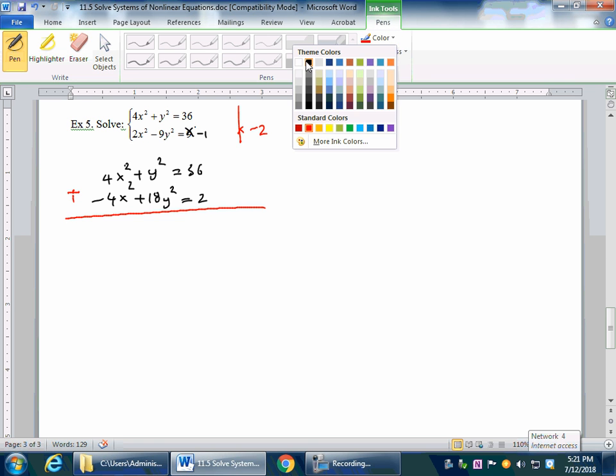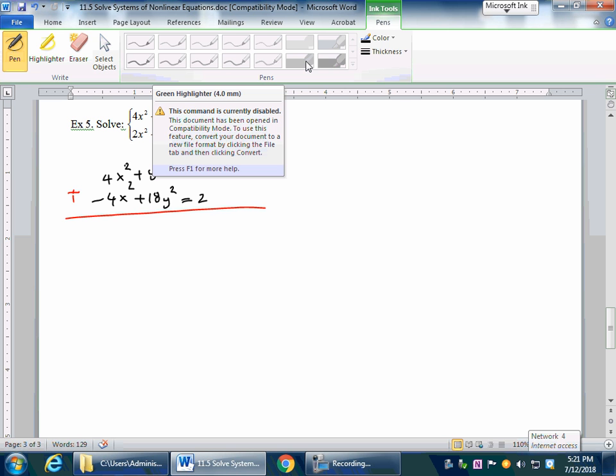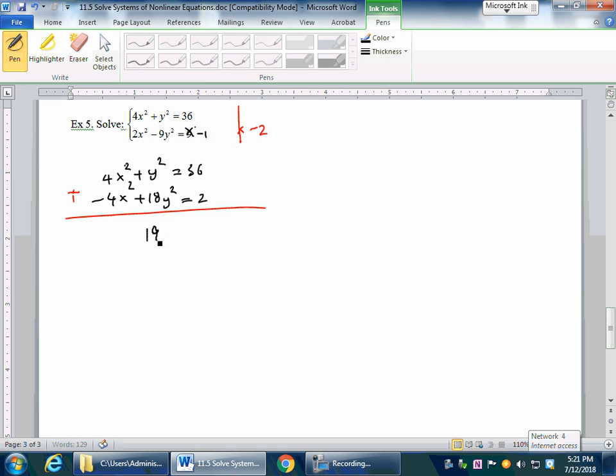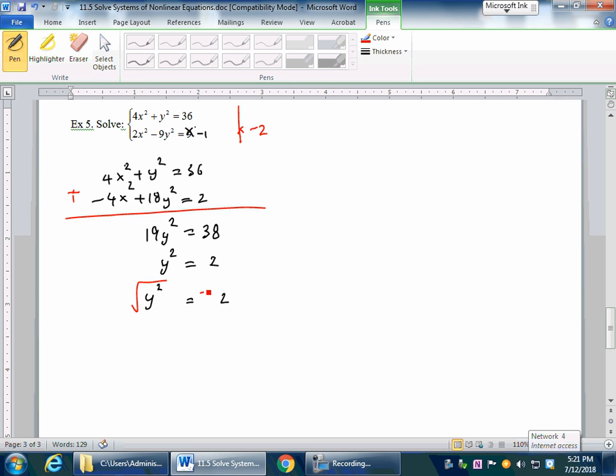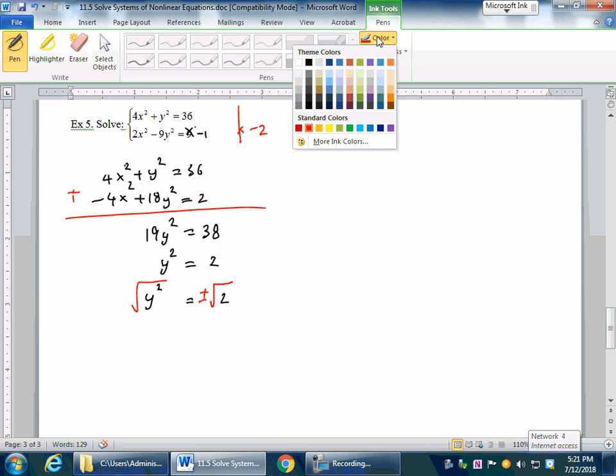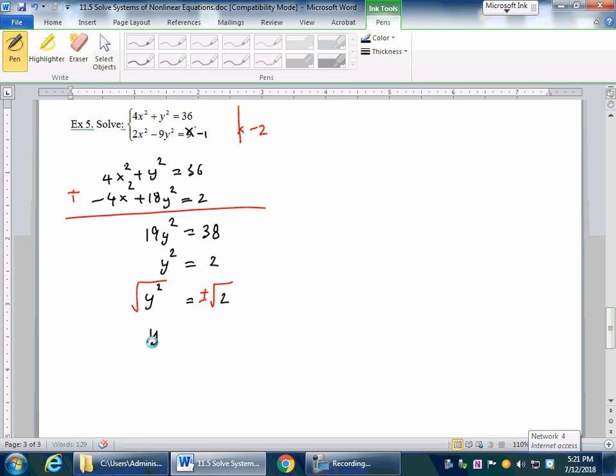So this gives us the x variable eliminated. That will be 19y squared equal to 38. Which will give me, 19 goes into 38 twice. So y squared is equal to 2. Now taking the square root on both sides, that will give me plus or minus square root of 2. So y is equal to plus or minus square root of 2.